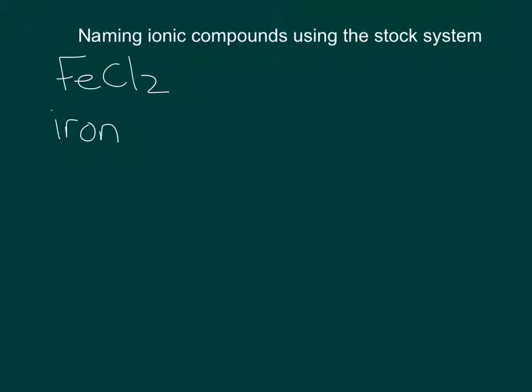So in order to determine that on here, I told you that you need to uncrisscross. You would have to remember that in order for this formula to be written, it had to have had a +2 here. And this chlorine had to have had a -1. So that tells me that I have to use a Roman numeral 2 for the iron. So it'll be iron, Roman numeral 2, and then finish with chloride.